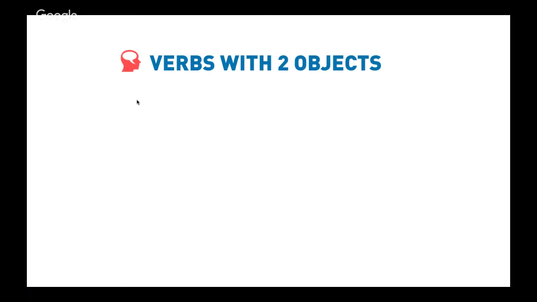Good. Now let's go to the main topic, verbs with 2 objects. Ich bringe einen Tee. I bring a tea. So you can see there's only one object here. And that object is tea. So the thing that is being brought, that is the object that we have.